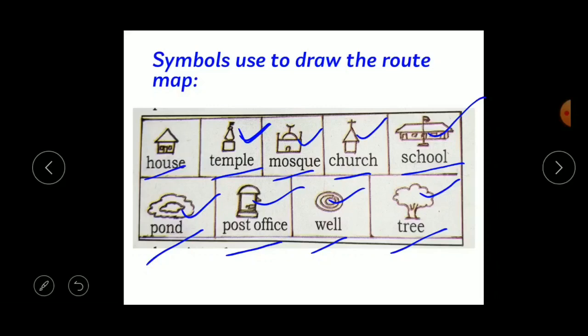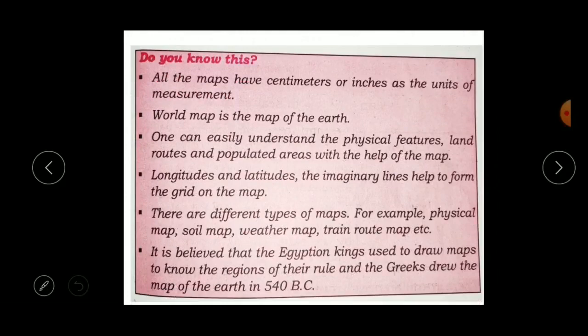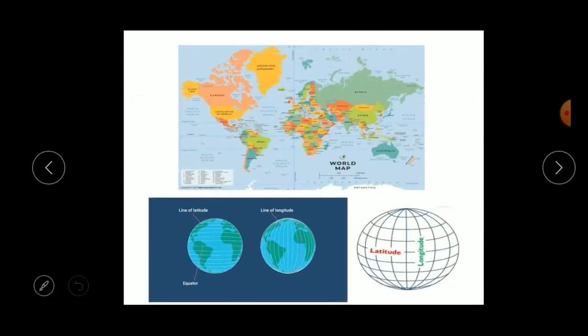Understood? Okay. So children, now let us know some more interesting facts about the lesson, map and directions. So the first point is, all the maps have centimeters or inches as the units of measurement. So all the maps are having units. Which are those units? Centimeters or inches for the measurement, which you have learned in math. Okay, next is, the world map is the map of the earth.